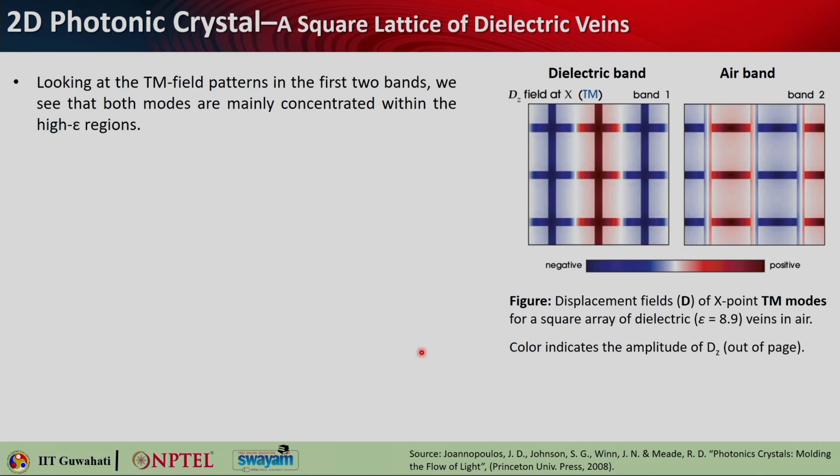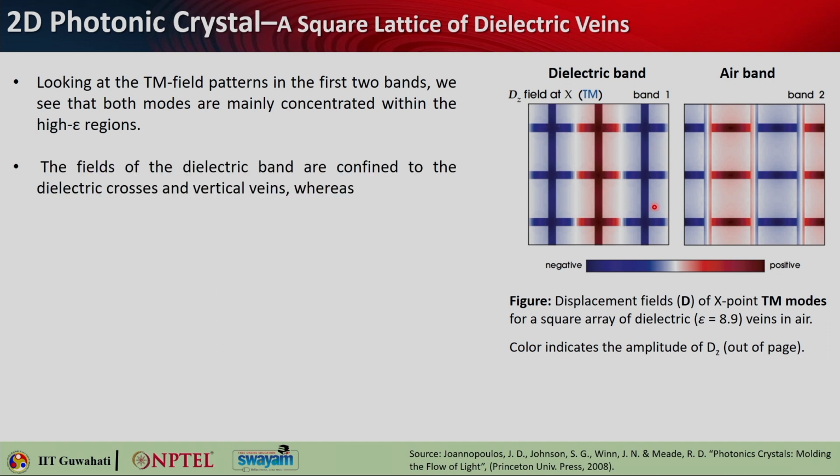So, now let us look into the electric field or displacement field pattern in this case. So, looking at the TM field patterns in the first two bands. First band is called dielectric band, second band is called the air band. We see that both modes are mainly concentrated within the high permittivity region, that is within those veins. Okay, and that is what is clearly seen here, and that makes sense also.